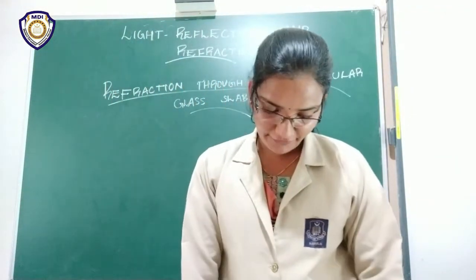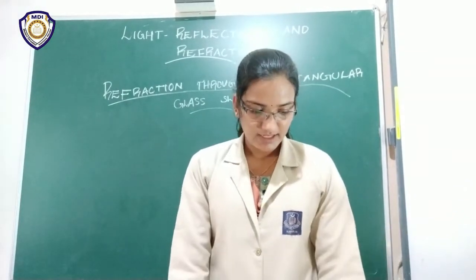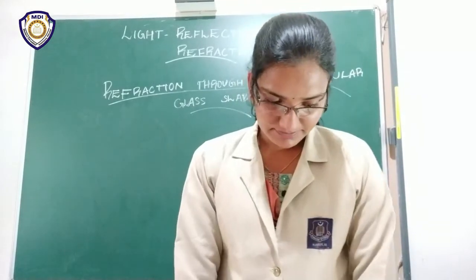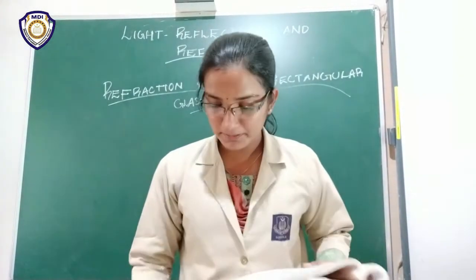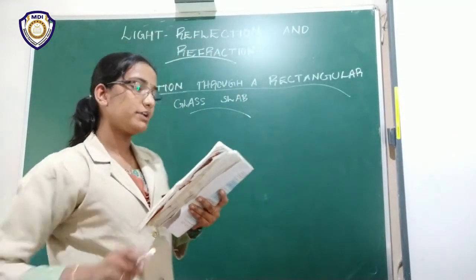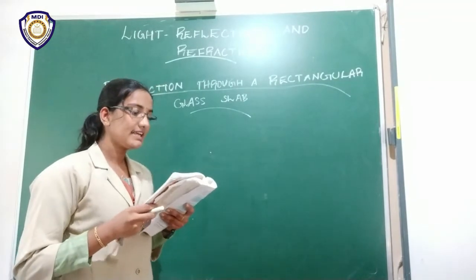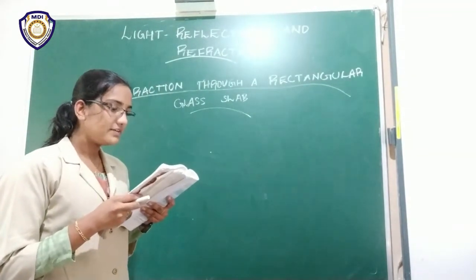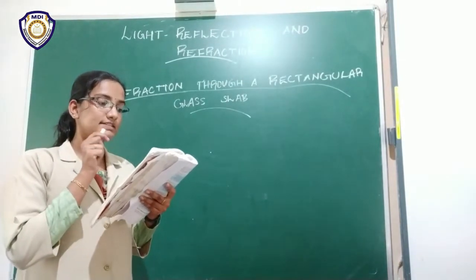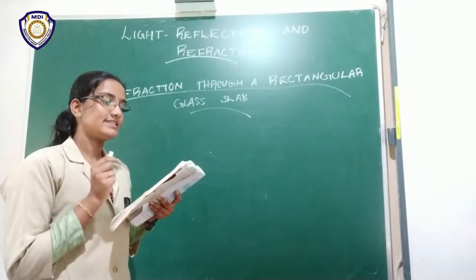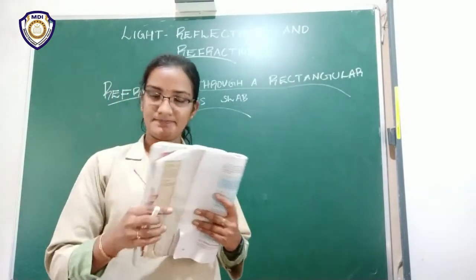To understand the phenomenon of refraction of light through a glass slab, let us do an activity. Fix a sheet of white paper on a drawing board using drawing pins. Place a rectangular glass slab over the sheet in the middle. Draw the outline of the slab with a pencil. Let us name the outline as A, B, C, D.